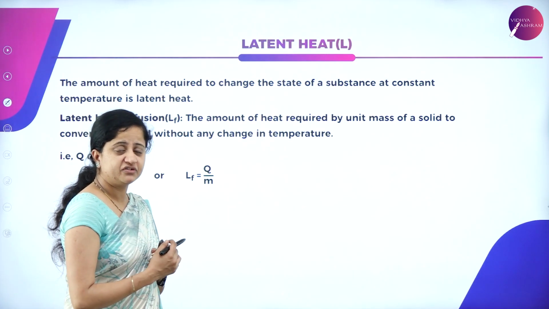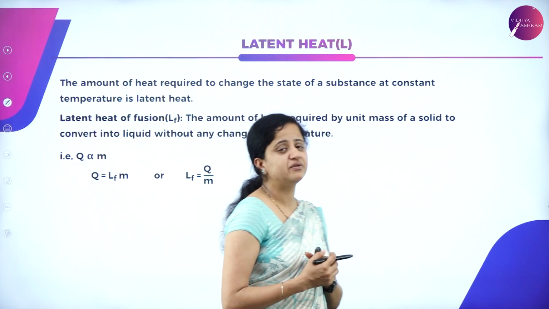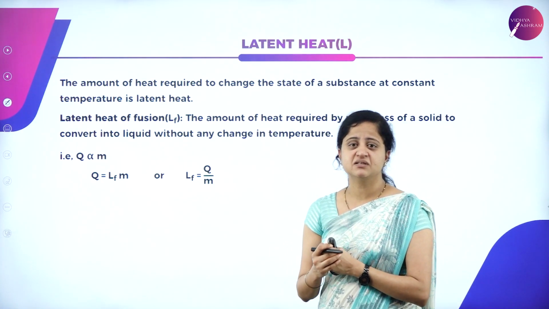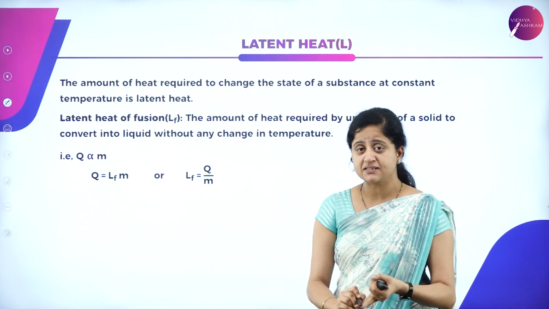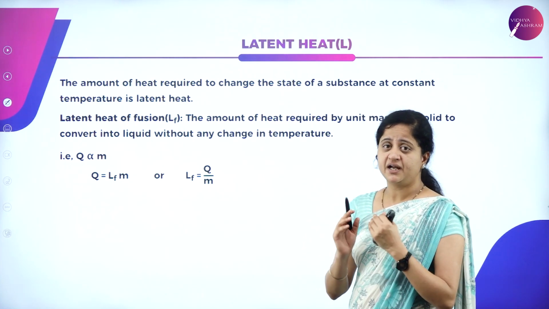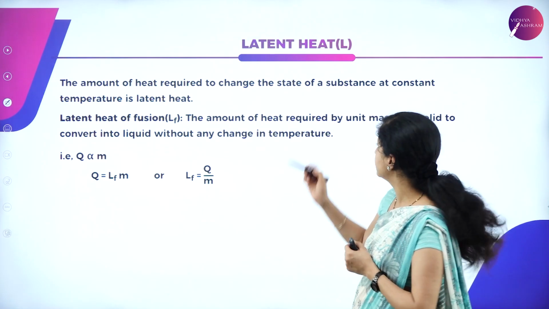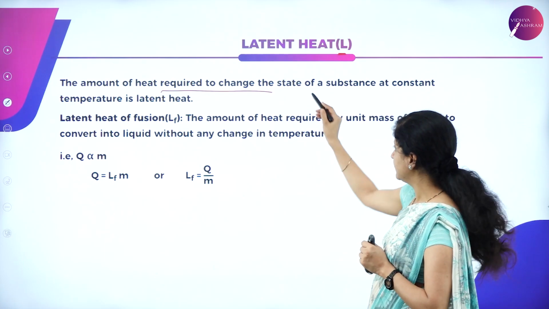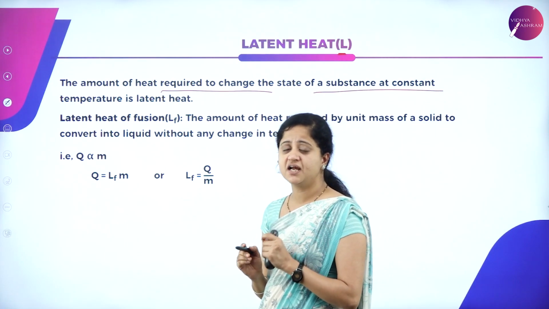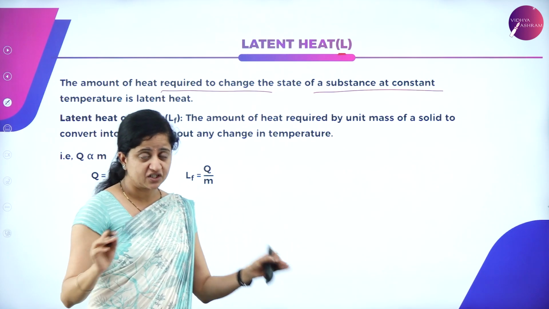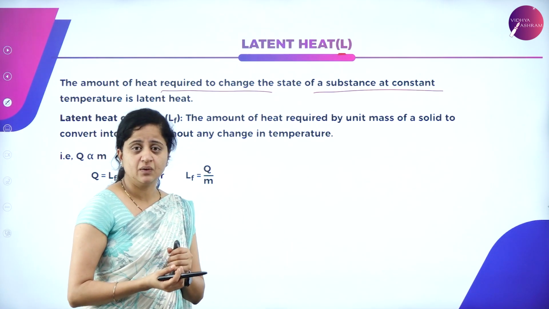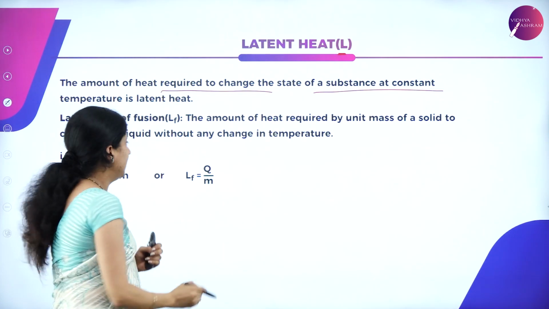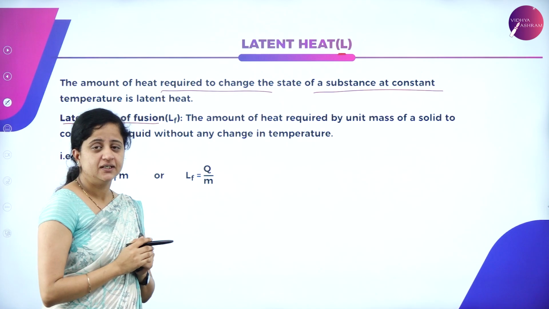So in the discussion of thermal properties of matter, now we have a concept called latent heat. What is the meaning of latent heat? So far we have discussed about specific heat, heat capacity, molar specific heat concepts, and now we are studying about latent heat, which is denoted by L. It is nothing but the amount of heat required to change the state of a substance at constant temperature. Keeping the temperature constant, what is the amount of heat is required to change the state of a substance is called as latent heat.